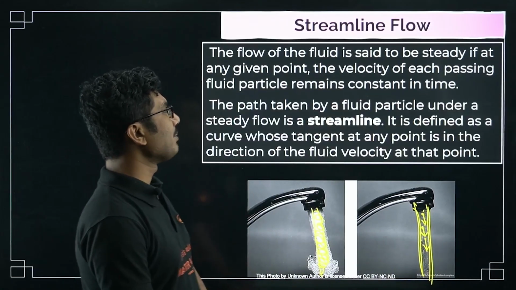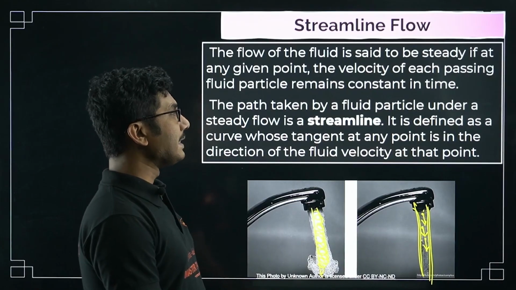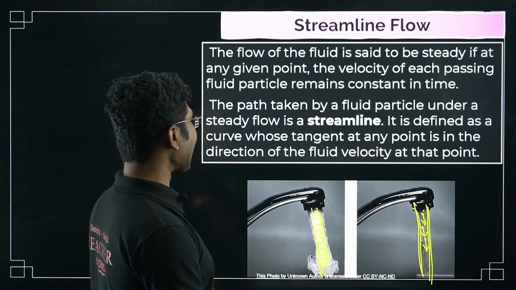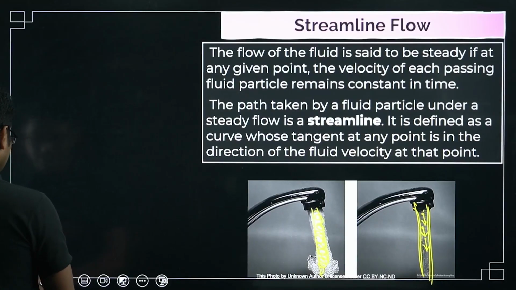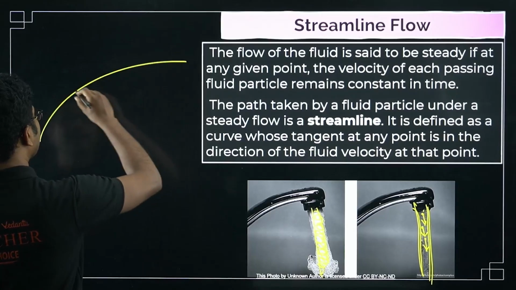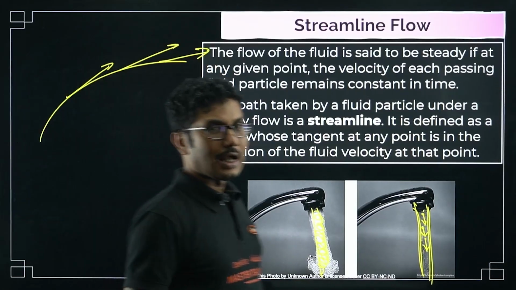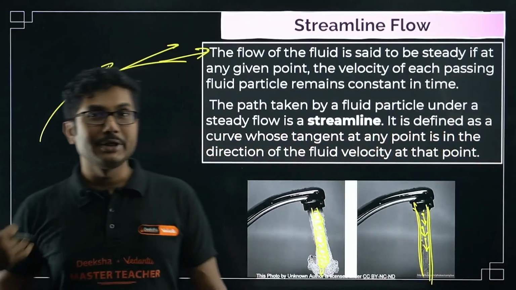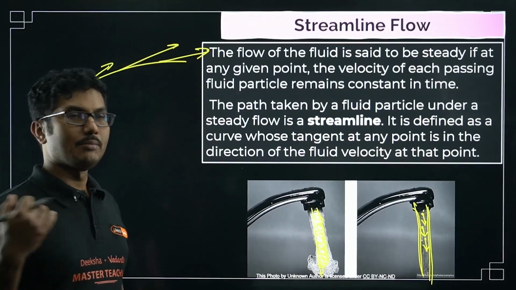The path taken by a fluid particle under a steady flow is called a streamline. It is defined as the curve whose tangent at any point is in the direction of the fluid velocity at that point. So basically it is a curve, and if you draw the tangent at any point, you will get the direction of fluid velocity at that point. This is the definition of streamline. Sometimes this is also called laminar flow. Laminar flow is basically streamline flow, streamline motion.